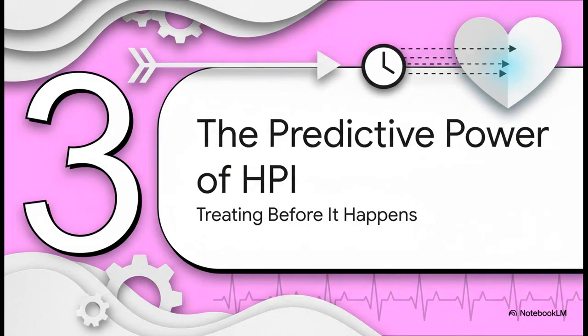All right, now we're getting to the feature that, frankly, sets the HemoSphere platform in a class of its own. Let's get into our third section, the predictive power of HPI. This is all about that huge paradigm shift we talked about, treating hypotension before it even happens.